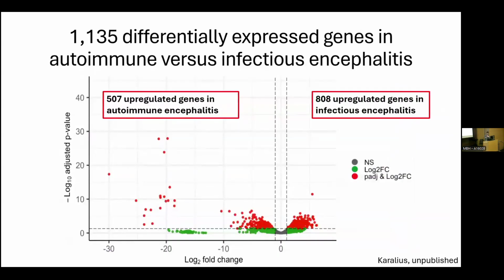There were many differentially expressed genes. So this is a volcano plot that looks at the number of differentially expressed genes. Each dot is a gene, and red dots are the ones that are significant. And so we see here that there were over 1,000 genes that were different between the autoimmune group and the infectious group. Over 800 were upregulated in infectious encephalitis, and 500 were upregulated in autoimmune encephalitis.